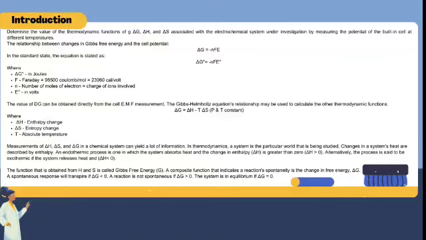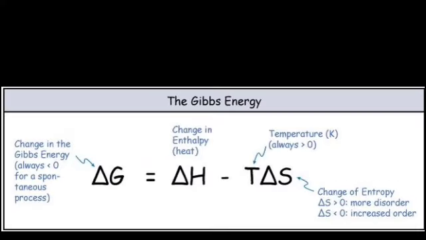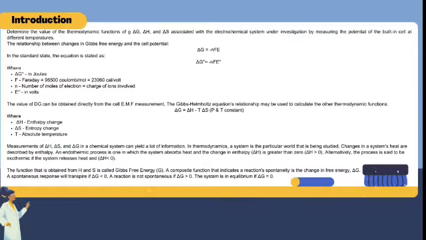The Gibbs-Helmholtz equation relationship may be used to calculate the other thermodynamic functions, like the equation delta G equals delta H minus T delta S, where delta H is enthalpy change, delta S is entropy change, and T is absolute temperature. Enthalpy describes change in heat in the system. If the system absorbs heat during a given process, this process is said to be endothermic, and the change in enthalpy is greater than zero.